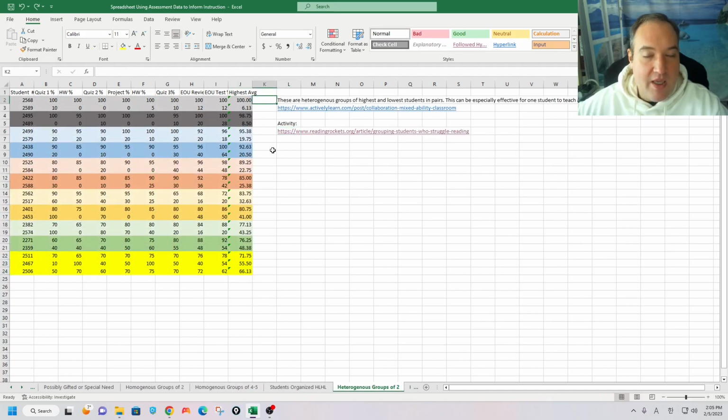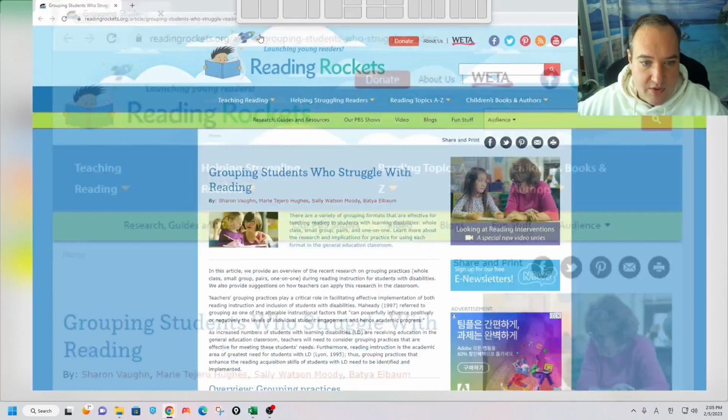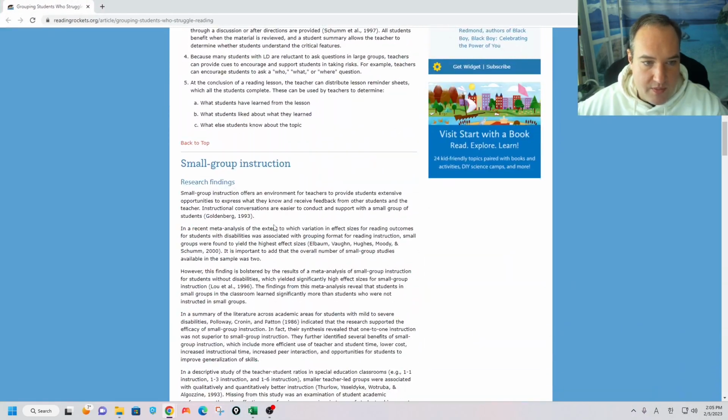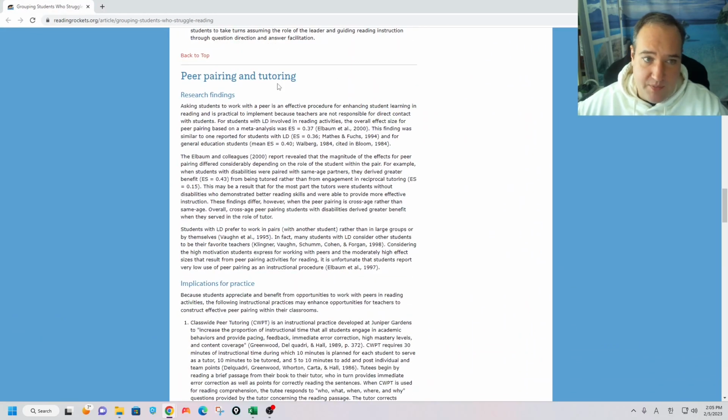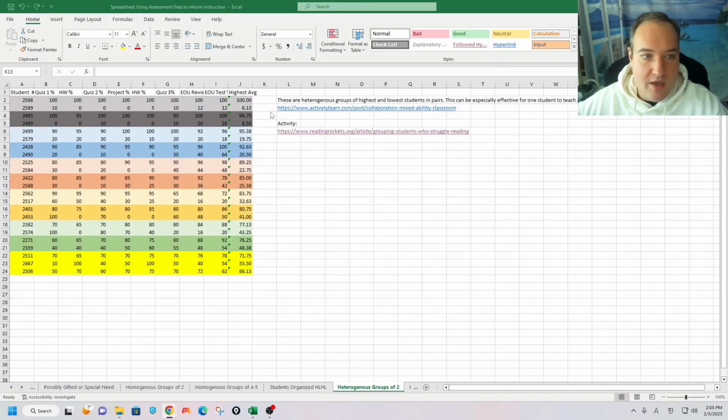Well, here we have heterogeneous groups of 2. Exactly as I said before, the bottom group happened to be 3 because I have 23 students, so it doesn't work out in groups of 2 without one group being bigger. And what kind of project would I use for that? Oh, I was not quite in the right place. It's down here: peer pairing and tutoring.